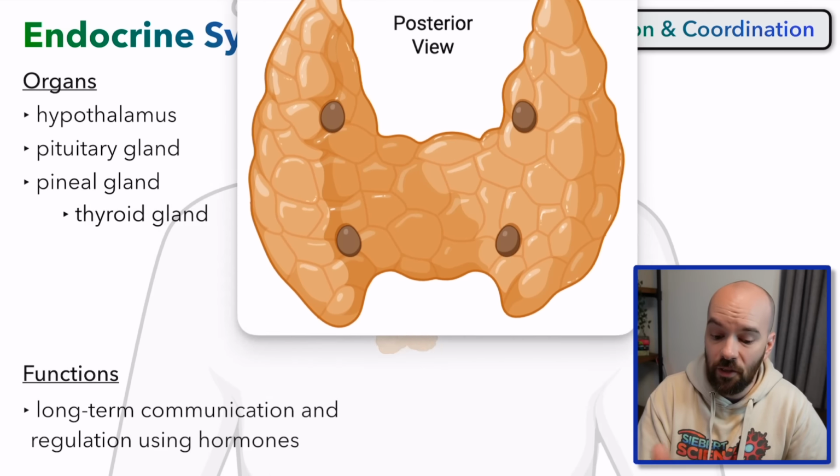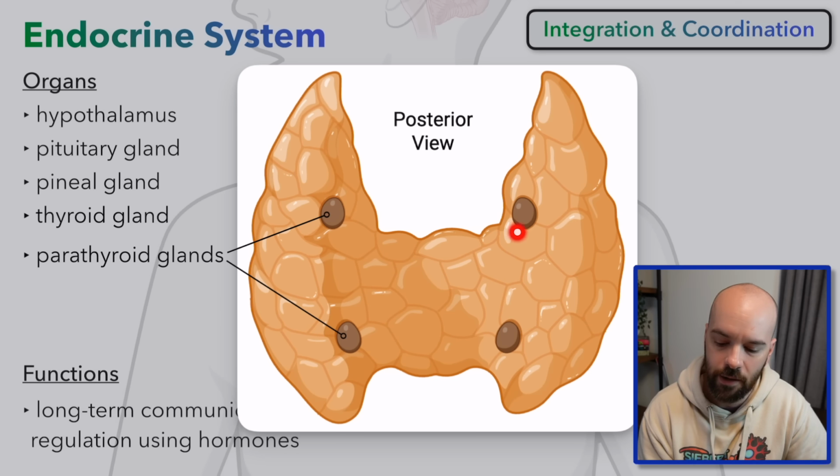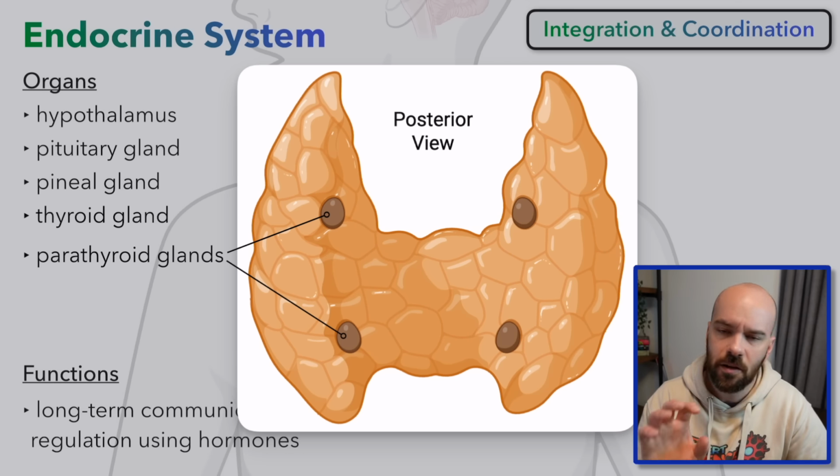Up next, on the other side of your thyroid gland, you have the parathyroid glands. The parathyroid glands are these four really small glands that we see right around in here, and those are going to help with regulating your calcium levels in the blood. So just think parathyroid calcium. Your thyroid gland also is involved with that process as well.